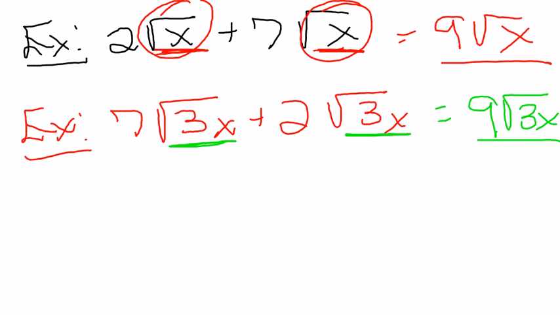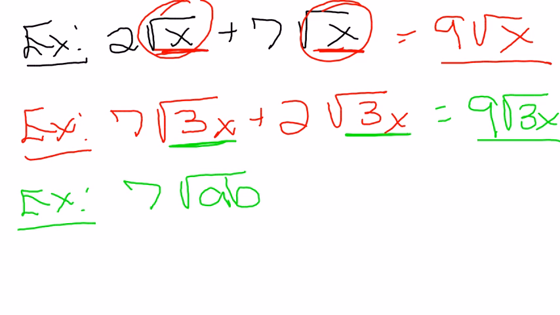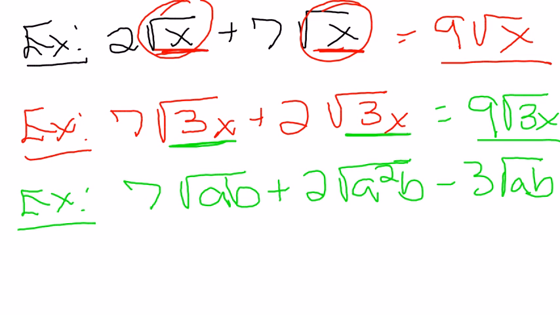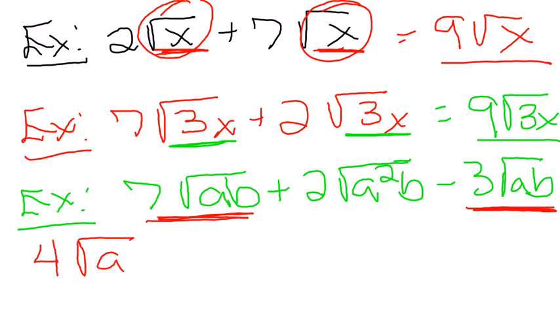Let's see here, another example. I have 7 square root ab plus 2 square root a squared b minus 3 square root ab. So I can see pretty quickly that I have some like radicals here. 7 and negative 3, they both have a square root of ab. These will combine to give me 4 square root of ab.